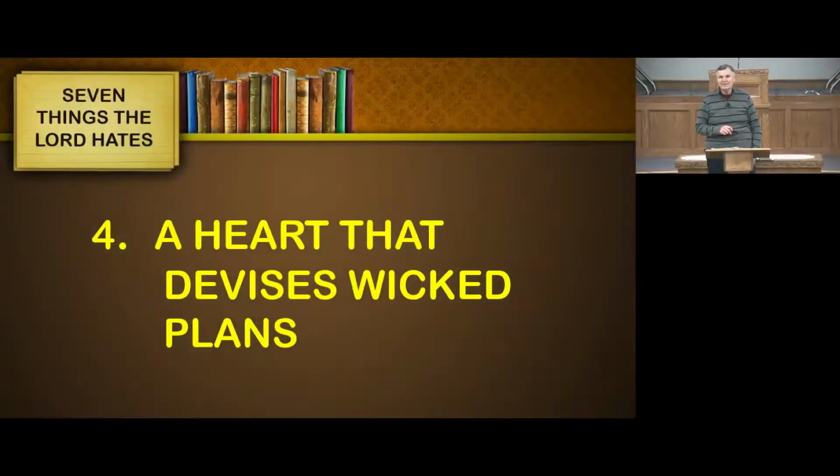So number 4 was a heart that devises wicked plans. A heart that devises wicked plans describes, I think, a person who has a wicked heart and is always planning something evil.